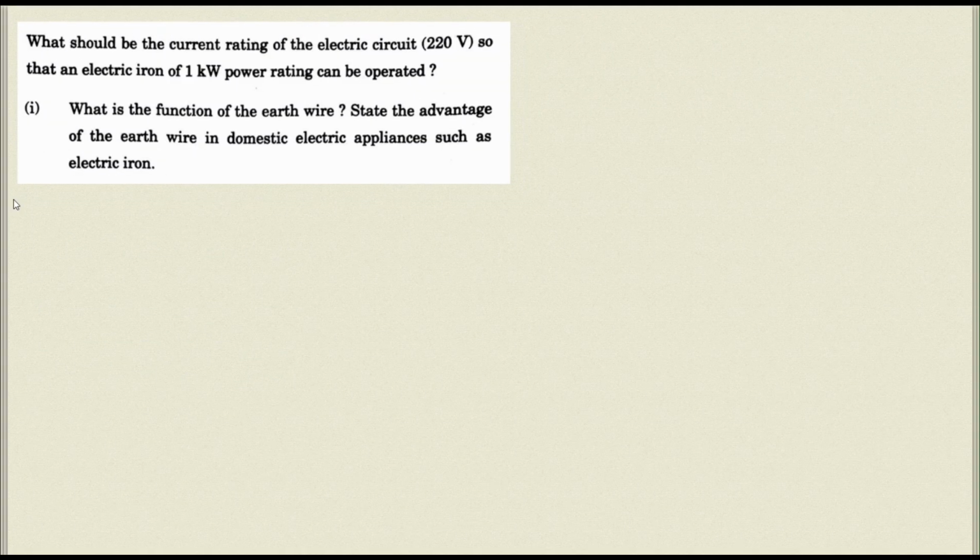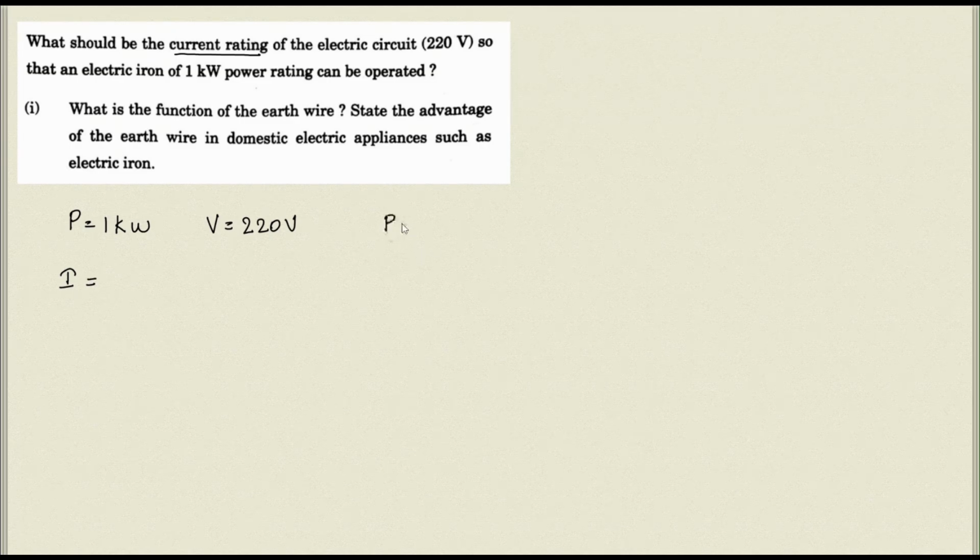Next question. What should be the current rating of the electric circuit of 220 volt so that an electric iron of 1 kilowatt power rating can be operated? That is the first part of the question. First we'll answer it, then we'll move to its sub question. So, it is given that we have an electric iron of power rating 1 kilowatt and the electric circuit works with an input voltage of 220 volt. Now, how much should be its current rating? That means how much current is required for the electric iron to work.